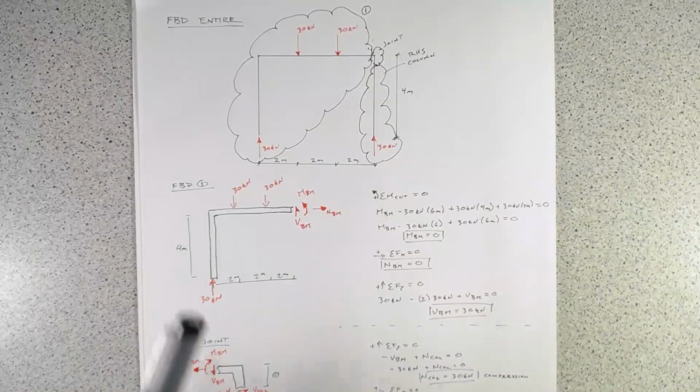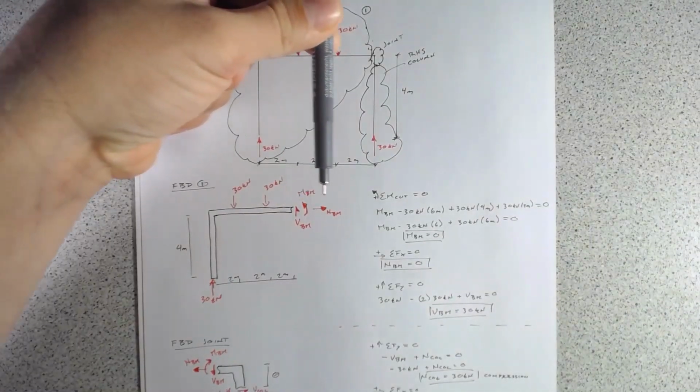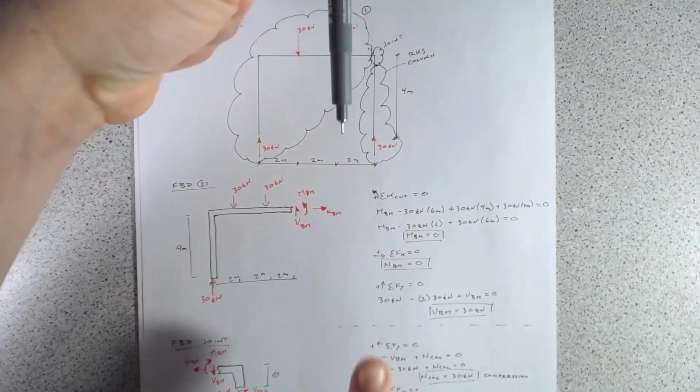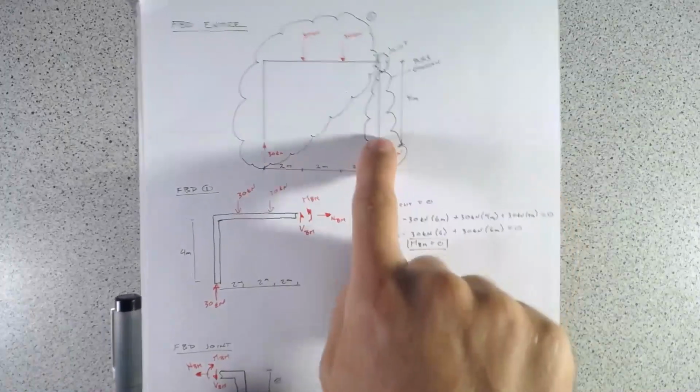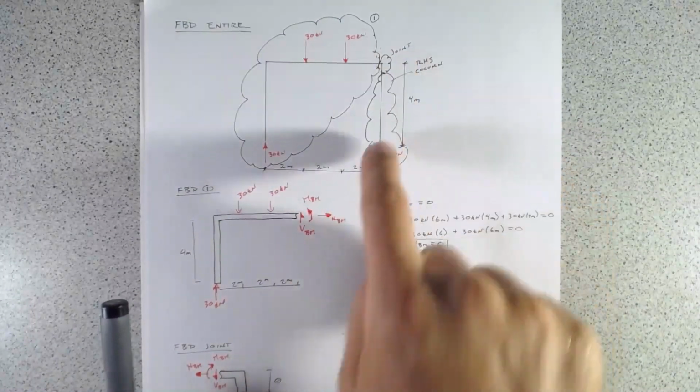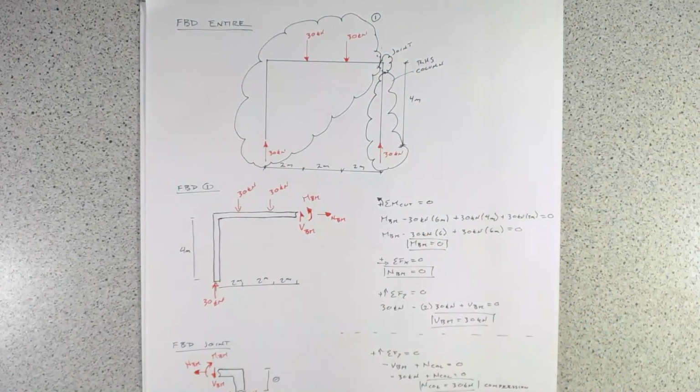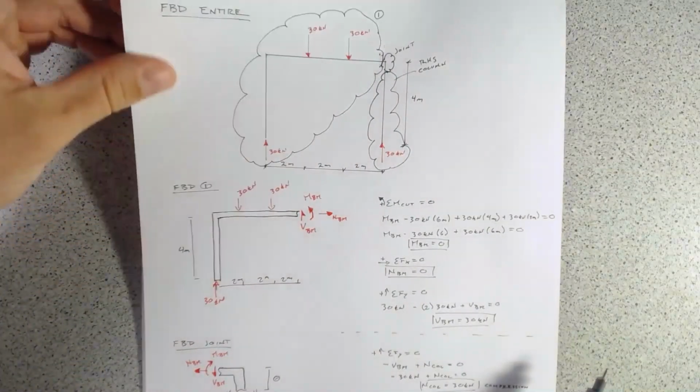So the load path is that the force has to come down here. That force has to get down to the ground somehow, and it's going to be shear in the beam and turning into axial load in the column here.